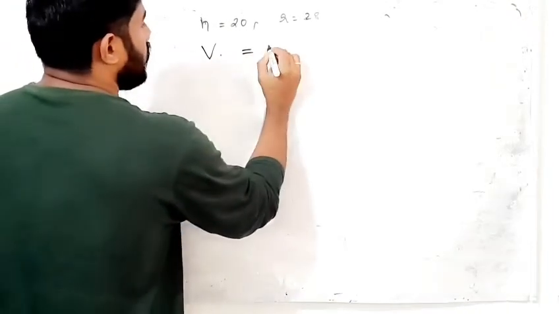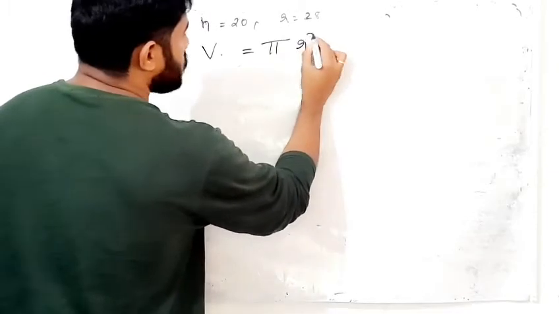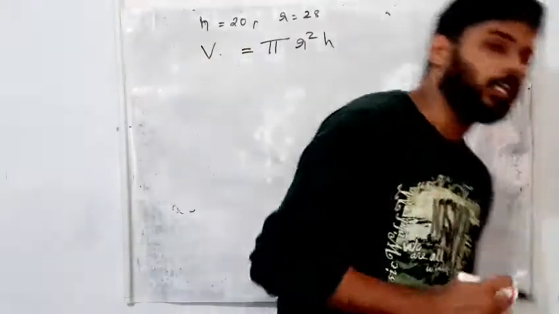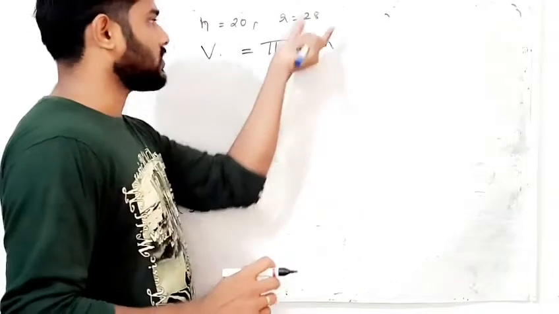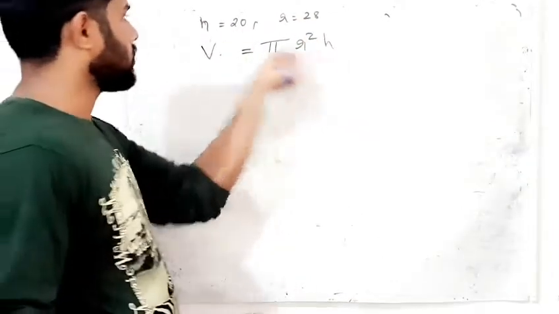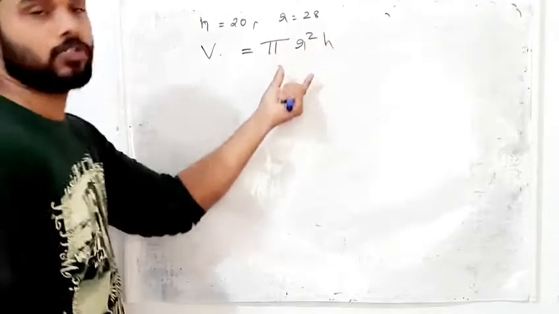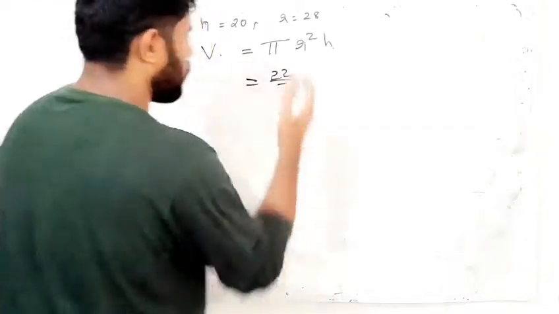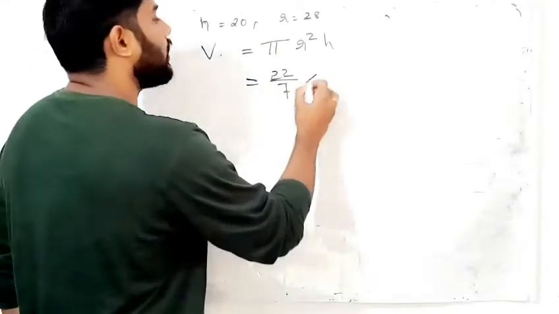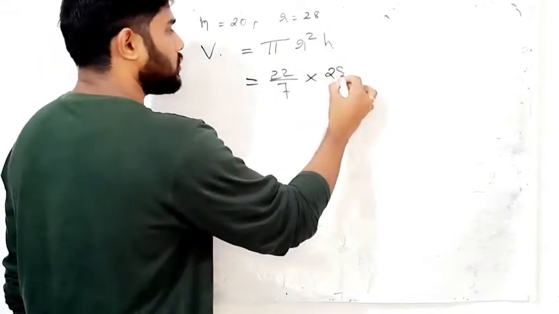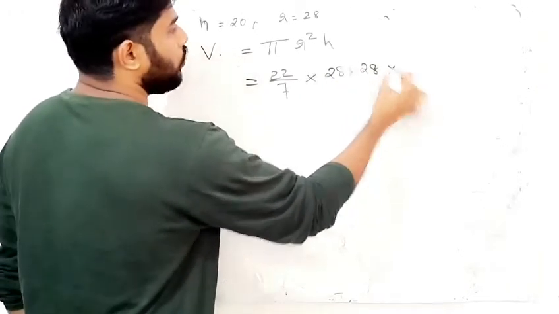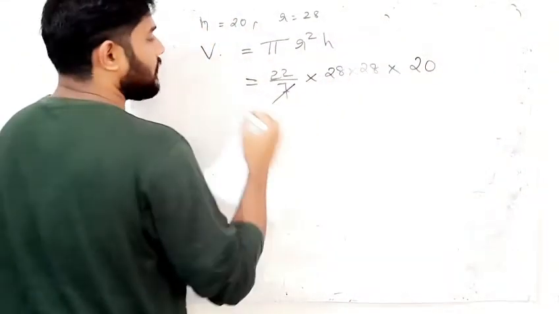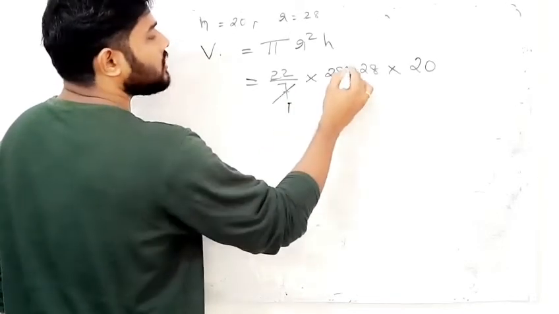We know the equation. Volume of cylinder is equal to pi r square into h. Here the radius is already given as 28, and the height is 20. So directly we can apply these values into this equation. We know the pi value is 22 by 7 or 3.14. We can take any value, so here we are choosing 22 by 7. r square means 28 square, that is 28 into 28, into height, which is 20. Understood? So now we can cancel. 7 ones are 7, and 7 fours are 28.